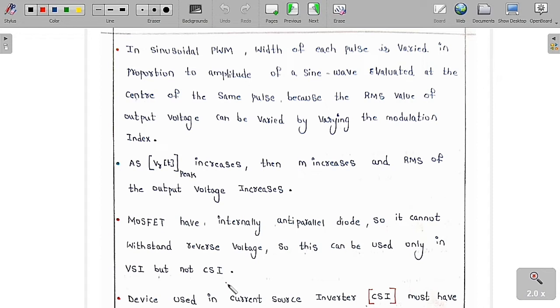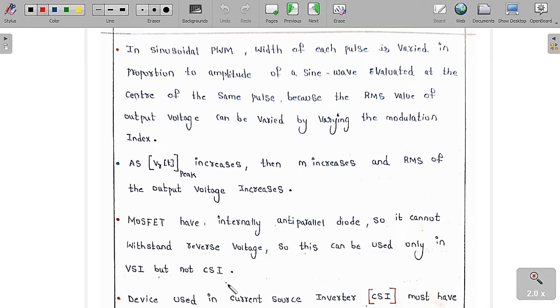So in the voltage source inverter, the devices need not withstand the reverse voltage. But in a current source inverter, as there are no feedback diodes, definitely the devices should even withstand the reverse voltage. Then only they are going to get turned off. That is the reason MOSFETs are never used in the current source inverter, but they are used only in the voltage source inverter.